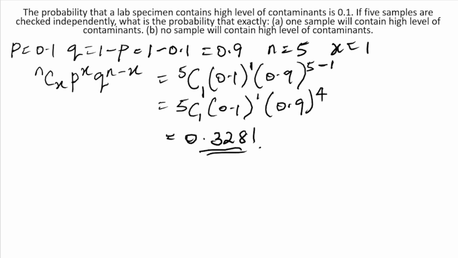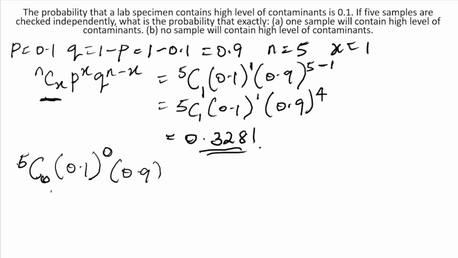Okay, now, so the B said that no sample will contain high level of contaminant. From the word no sample, it means you're dealing with what? Nothing, which is 0. Okay, so it means you're doing for 5 combination 0. Because the main formula there is n combination x, p raised to the power of x, q raised to the power of n minus x. Okay, so the p there is 0.1, then the x here is 0. Okay, now the q here is 0.9, n minus x means 5 minus 0.